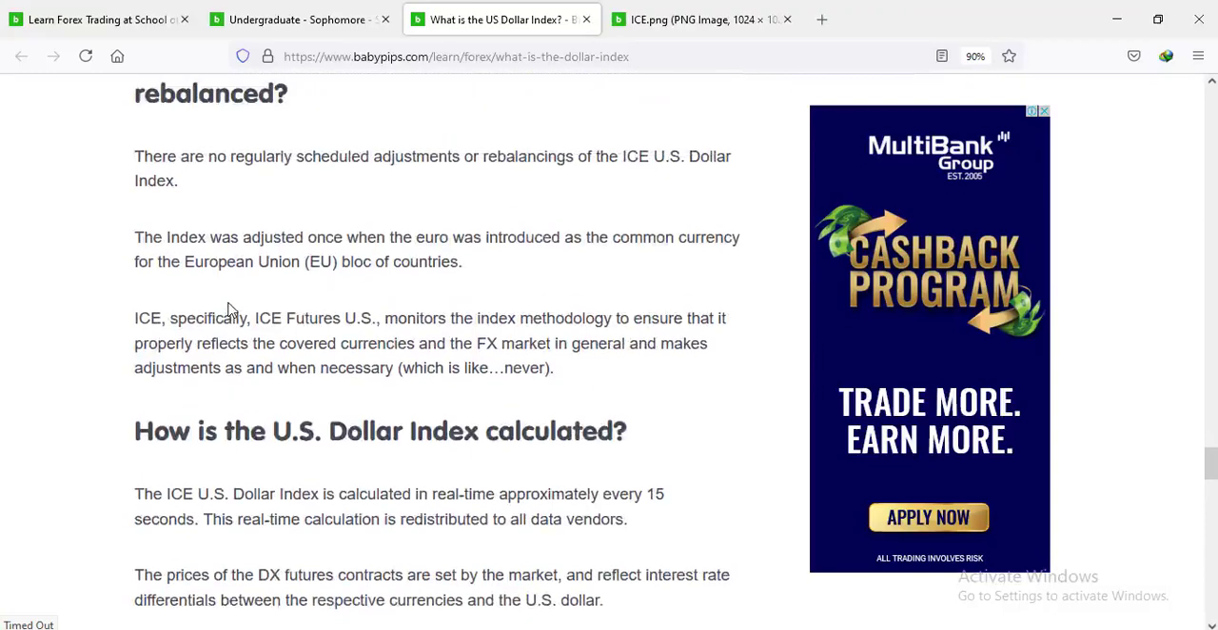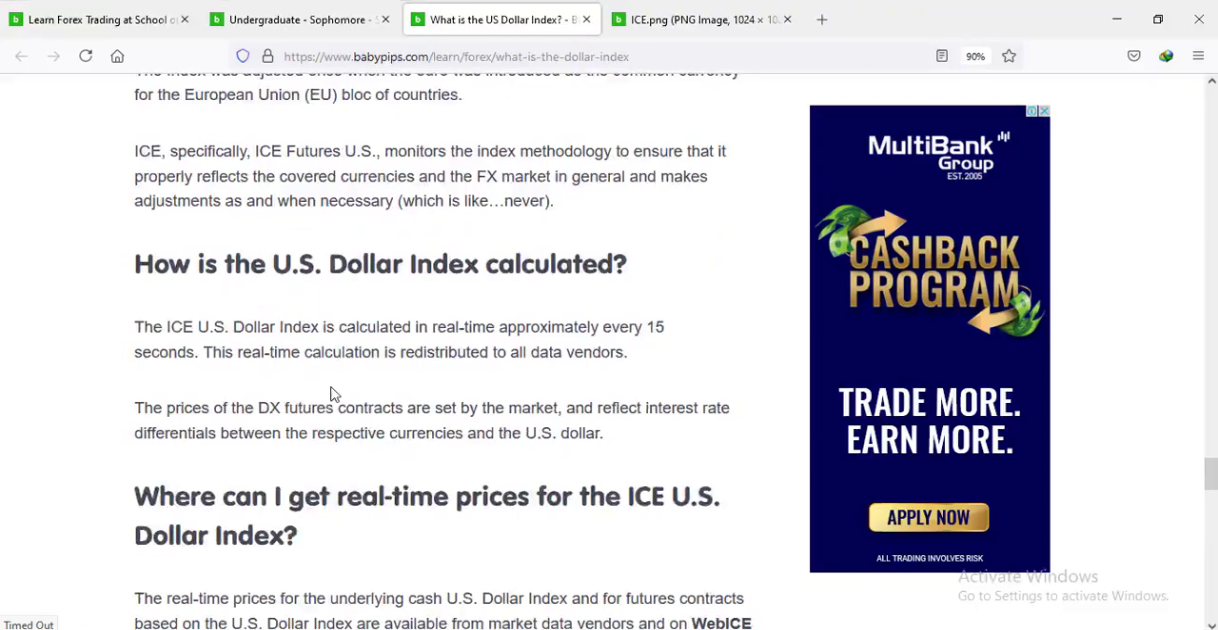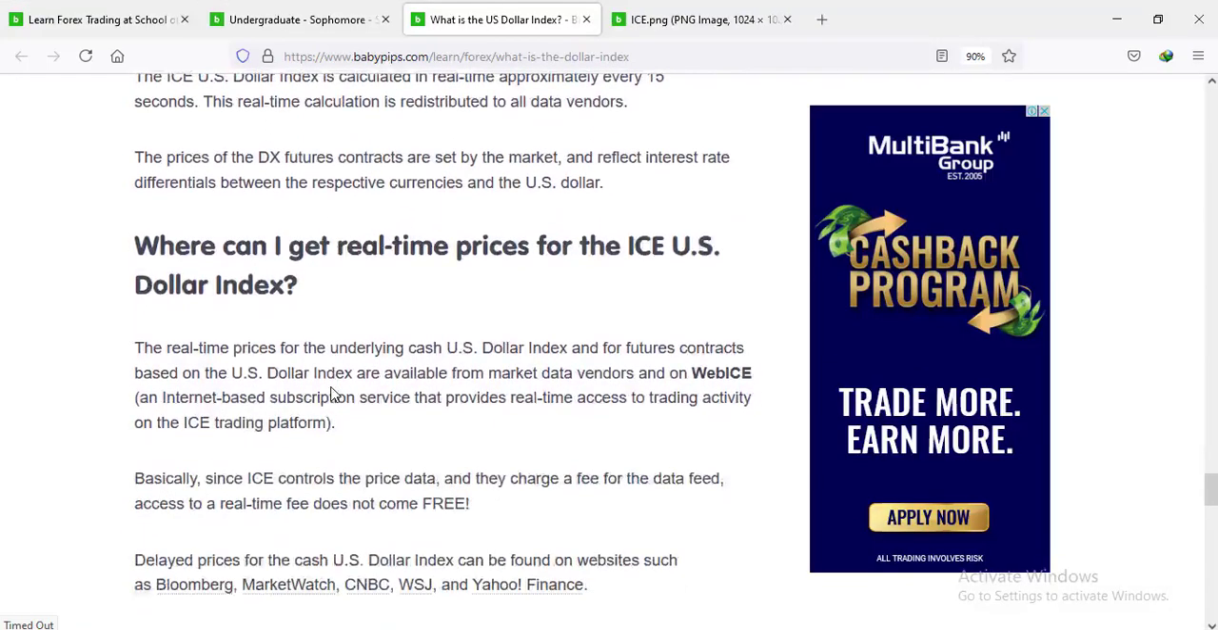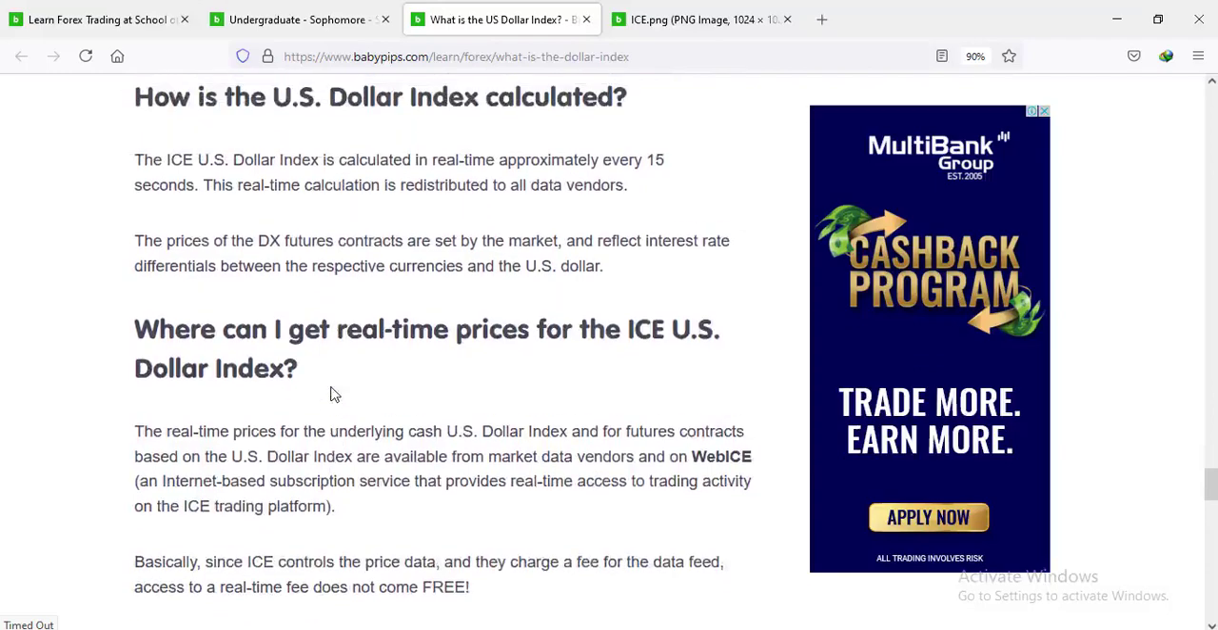Sometimes it is, sometimes it is not. There are no regular scheduled adjustments or rebalancing of the ICE US dollar index. ICE Futures monitors the index methodology to ensure that it properly reflects the covered currencies and the FX market in general, and makes adjustments as and when necessary. So how is the US dollar index calculated? Should we really go in, do we really care? They know how to do it.